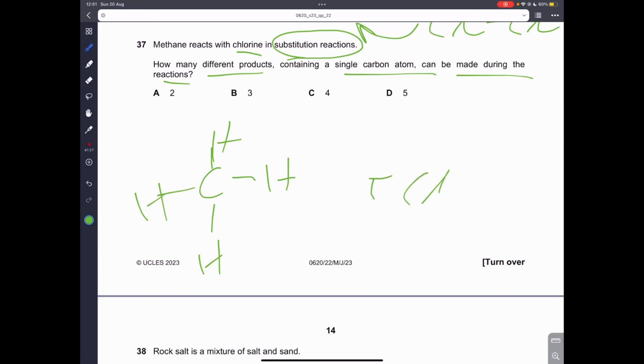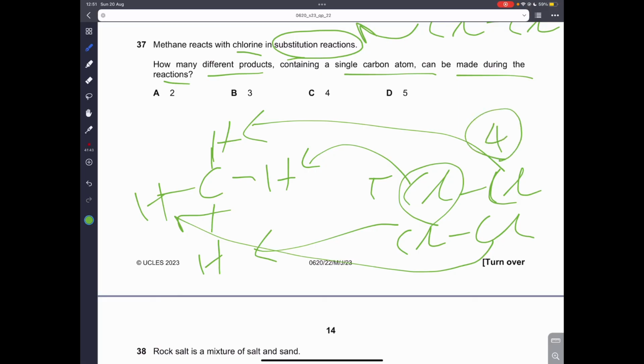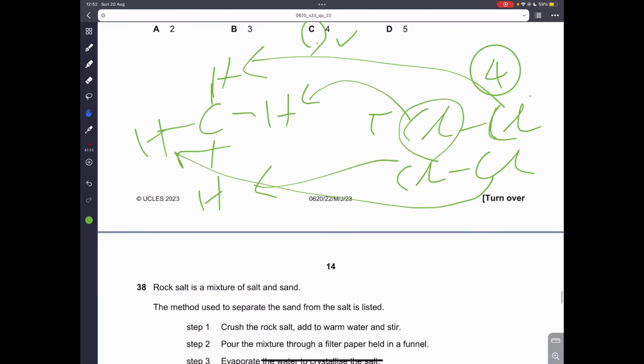and when you add it with chlorine, the chlorine atom can be substituted with H, another chlorine atom can be substituted with H, another can be substituted with H, another can be substituted with H. So there can be 4 different substitutions. In other words, all of the hydrogen atoms can theoretically be substituted with the chlorine atom. Therefore, C is the correct answer.